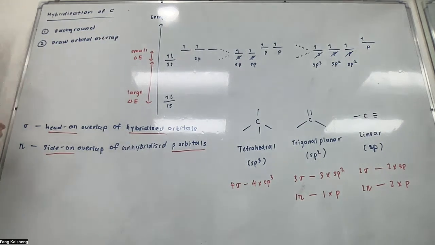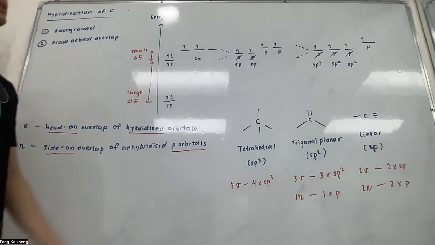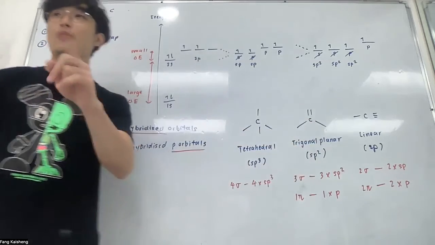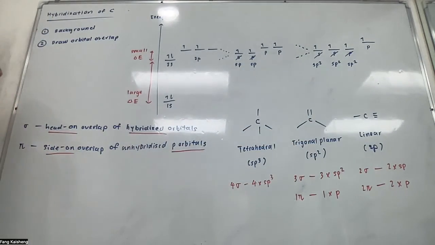The first part, just now, they can always ask you this simple question: what's the hybridization of this carbon? You just need to write sp2, and you get 1 mark already. Okay, that's for the first part. Now let's look at the second part.